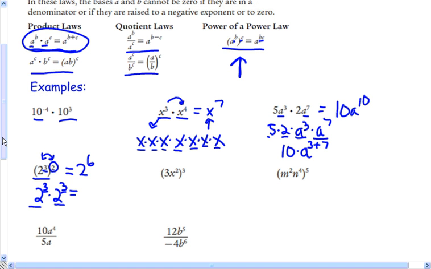You also have to distribute this 3 with this 3 inside. So, and actually I'm going to expand it so you can see what I'm talking about. But this really means 3x squared times 3x squared times 3x squared. And you'll notice I have 3 multiplied by itself 3 times. That's 3 to the 3rd power. And then I have x squared multiplied by itself 3 times, which is a total of 6 factors of x.